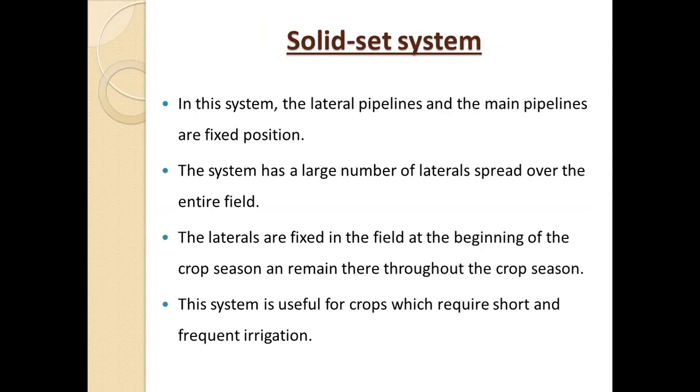Next is the solid set system. In this system, the lateral pipelines and the main pipelines are fixed in position. This system has a large number of laterals spread over the entire field. The laterals are fixed in the field at the beginning of the crop season and remain there throughout the crop season. So it is very useful where short and frequent irrigation is required.